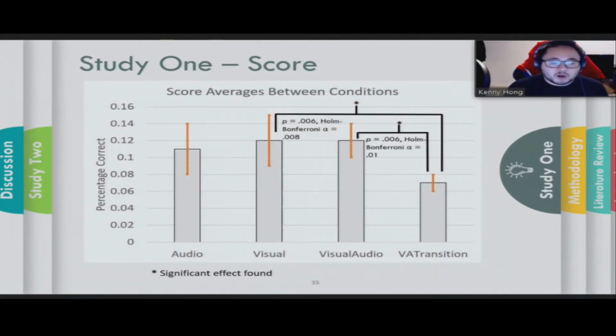For the score, we found that visual and visual audio was better than visual audio transition. There was a significant effect between visual and visual audio transition, as well as visual audio and visual audio transition.